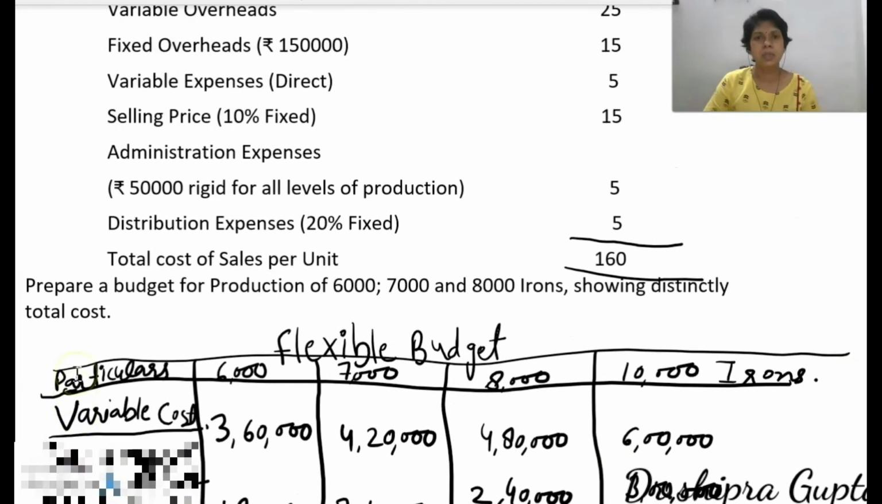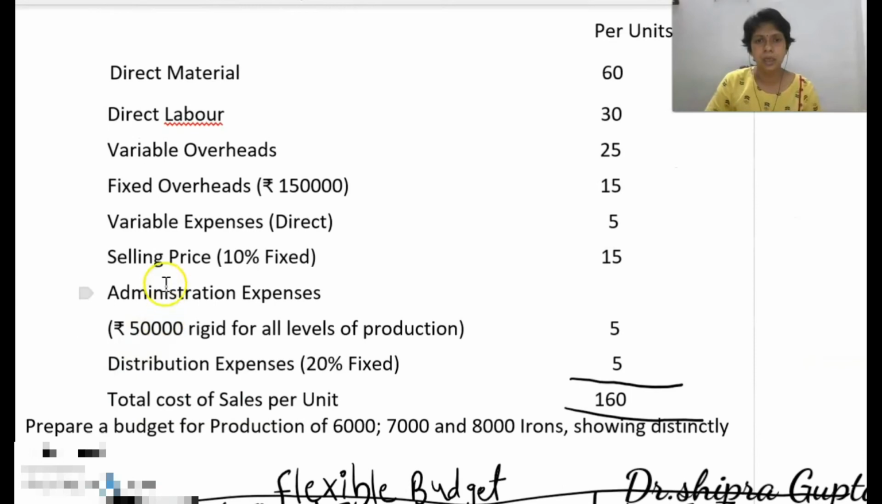Then the next term is selling price, 10% fixed of 15 rupees. It means here in the question, of 15 rupees, 10% is fixed, it means 1.5 rupees is fixed, and the remaining value is 15 minus 1.5. It means 13.5 is in the nature of variable. So we will consider it in the variable part.